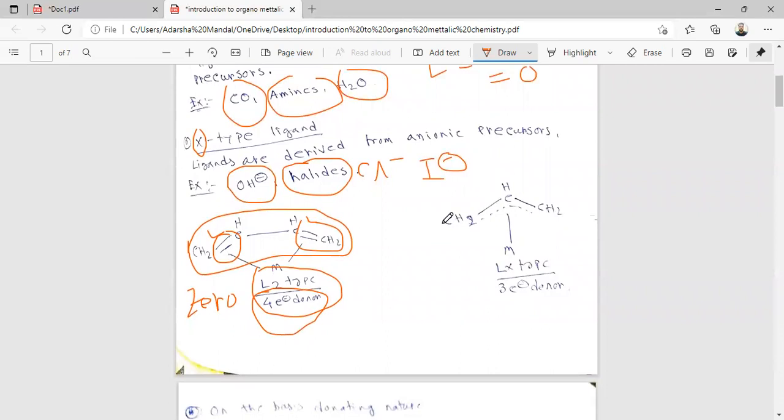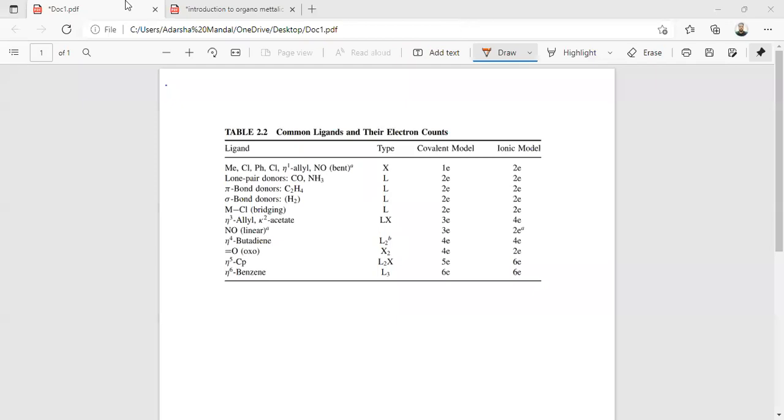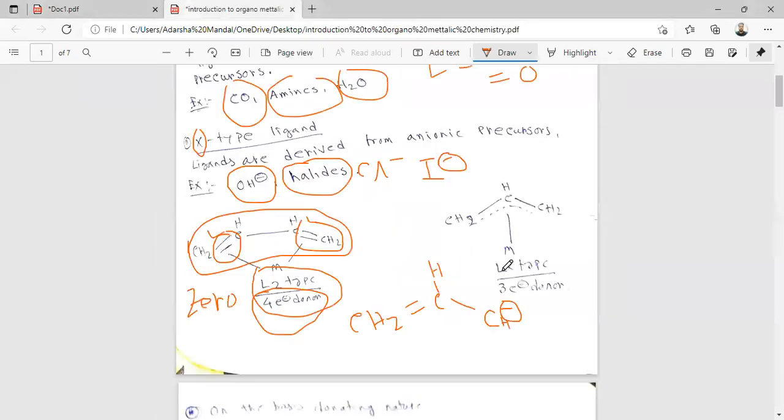And another example is the allyl molecule. So this is the structure of the allyl molecule.